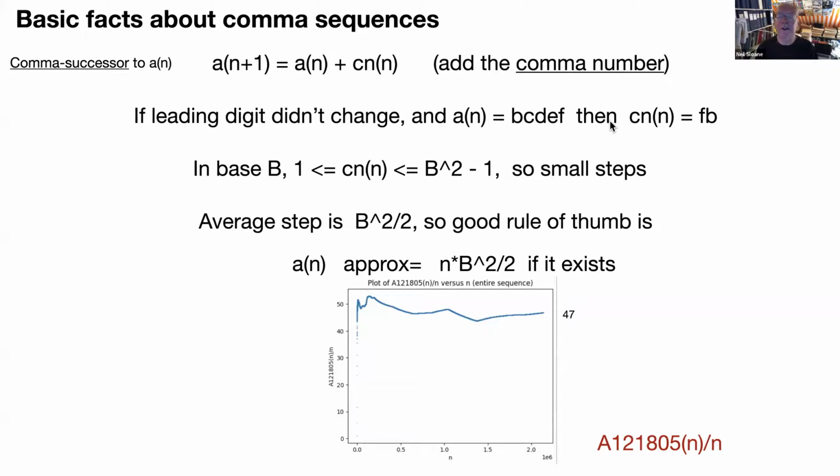And that's what makes it possible to compute these astronomical numbers of terms, that observation. We can shortcut the algorithm. We don't actually have to work out all those terms. We can jump to the next time when the leading digit changes. Another observation is that the comma number is never too big. It's a two-digit number. In base 10, it's never bigger than 99. In base B, it's never bigger than B squared minus 1.